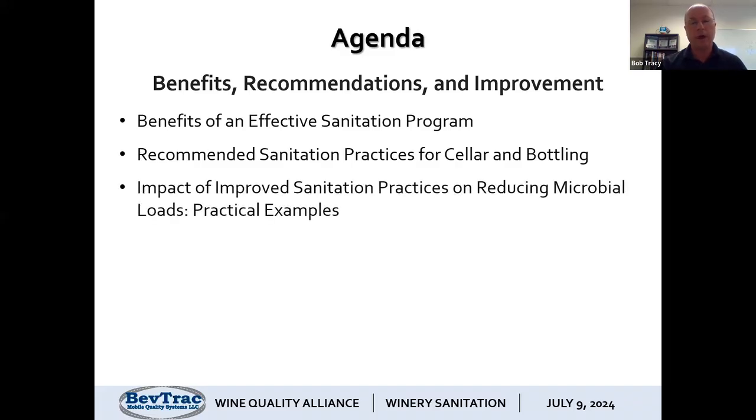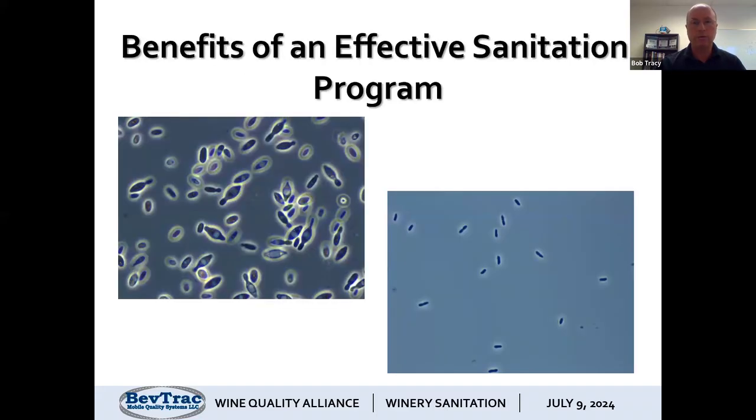And then the final topic will be showing you real world examples of the impact of improved sanitation practice on reducing microbial loads at several different wineries. So I've gone in, done a sanitation audit, they've improved their sanitation practices, and then when I go back, you can see a dramatic reduction in microbial loads because they've introduced effective sanitation practices. So that'll be the final topic. So let's first talk about the benefits of an effective sanitation program.